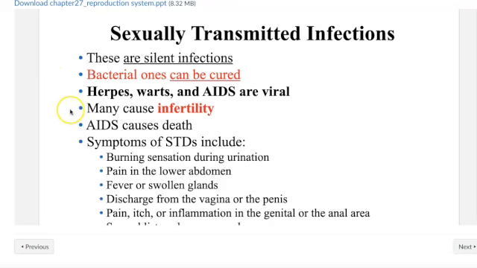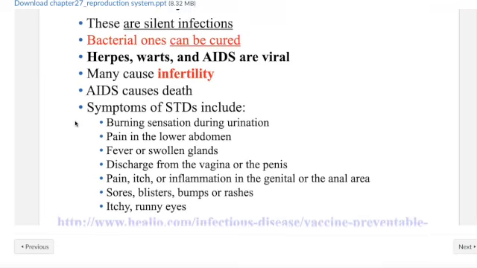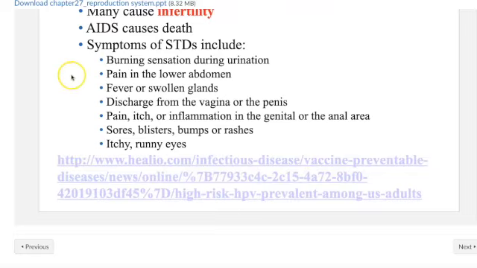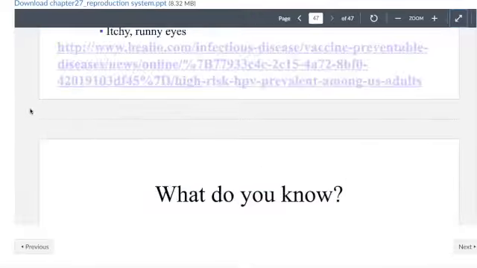And of course, there are STDs. I think we're almost done. Oh, last slide. STDs: herpes, warts, and AIDS are all viruses, silent. Here are some of the symptoms if you have an STD. But I think that's about it today.